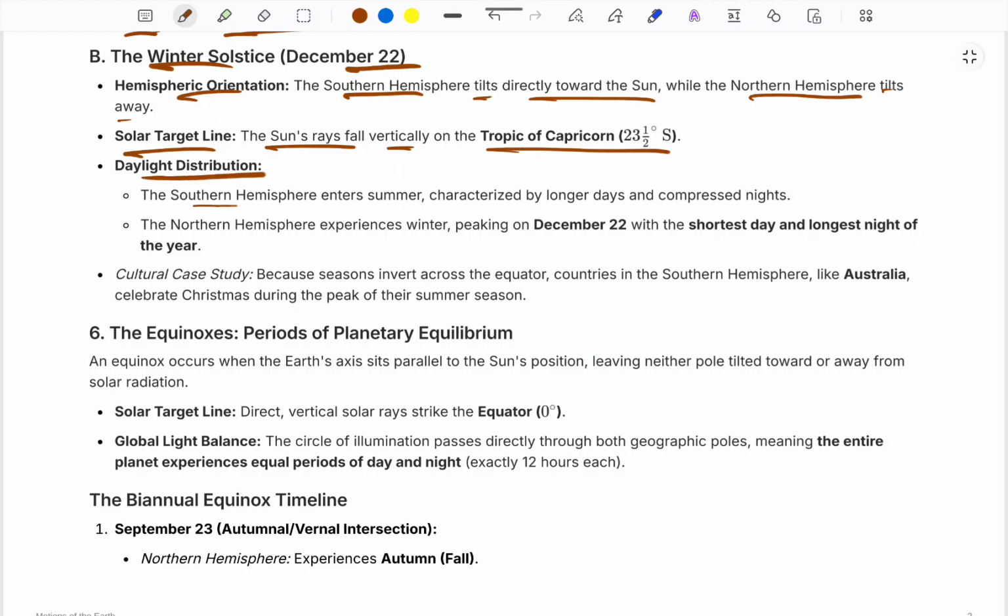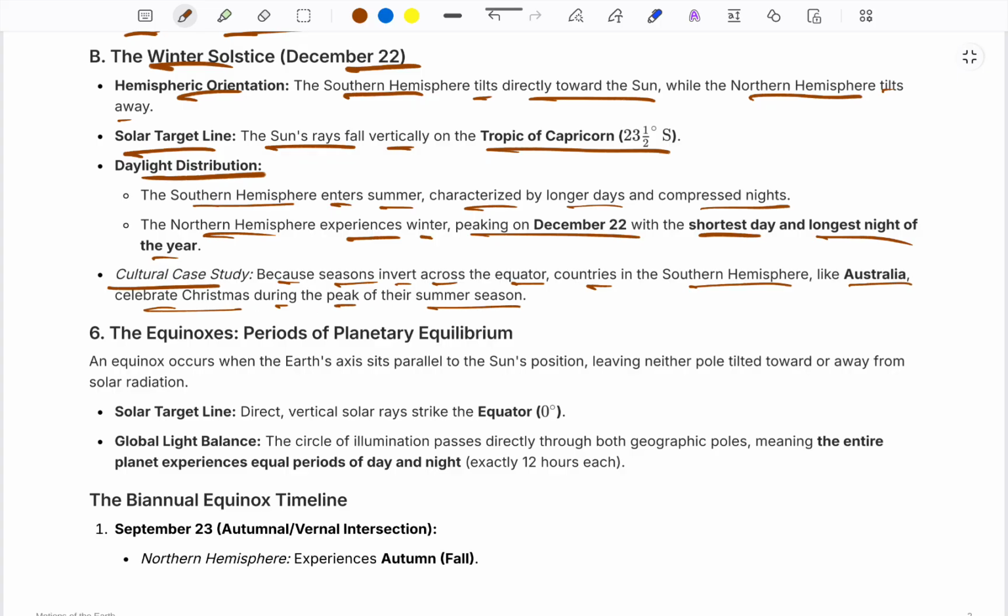Daylight distribution: the southern hemisphere enters summer, characterized by longer days and compressed nights. The northern hemisphere experiences winter, peaking on December 22nd, with the shortest day and the longest night of the year. Cultural case study: because seasons invert across the equator, countries in the southern hemisphere, like Australia, celebrate Christmas during the peak of their summer season.